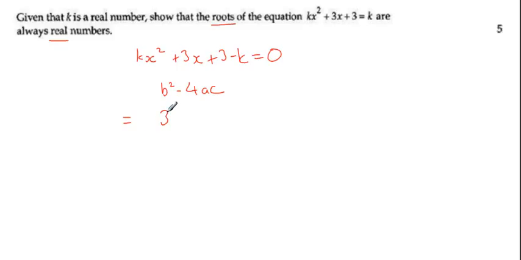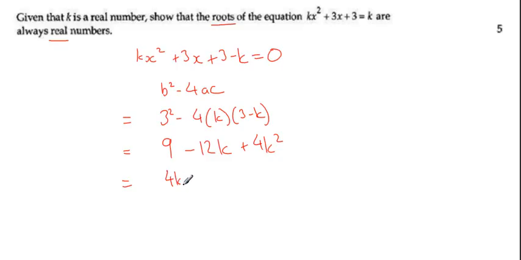Okay, so b here is 3, a is k, and c is 3 minus k. Multiplying that out gives you 9 minus 12k plus 4k squared. So we've got our discriminant into a term involving k's. It's a quadratic term. Okay, you guys might prefer to rewrite that because you are more used to that k squared coming first. It's not a huge difference.